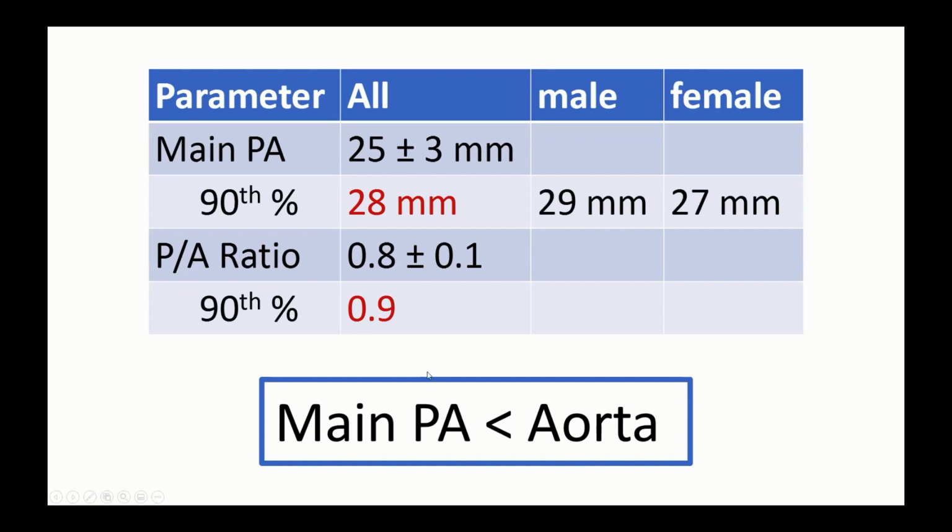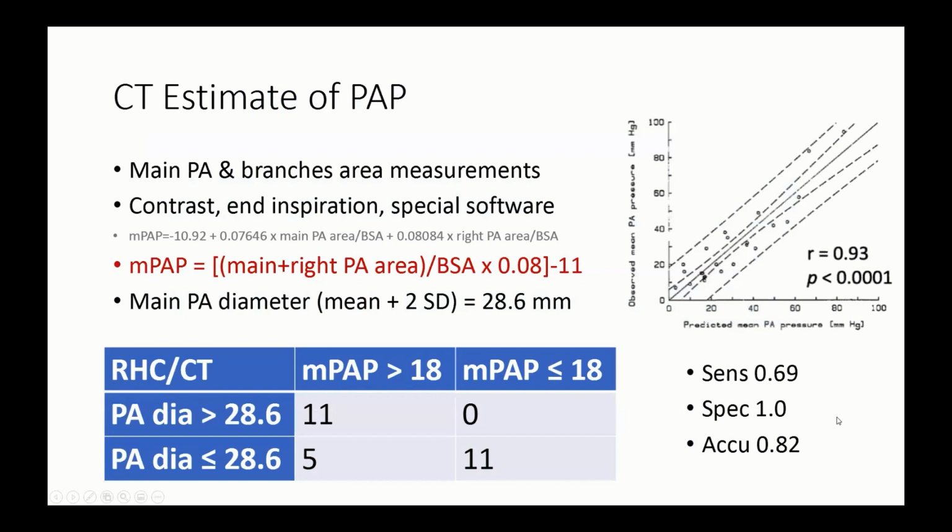So, which tells me that as a general rule, the main pulmonary artery should be smaller than the aorta, just a little bit smaller than the aorta. If it's closer to the aorta size, then you have evidence of pulmonary hypertension. And if you want to measure the diameter of the pulmonary artery, the upper limit is 28 millimeters, so in this case, 3 centimeters is too large.